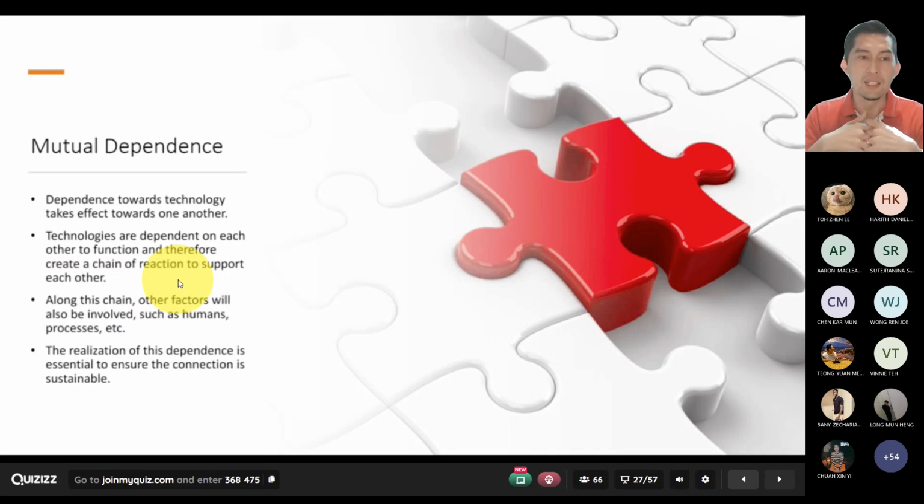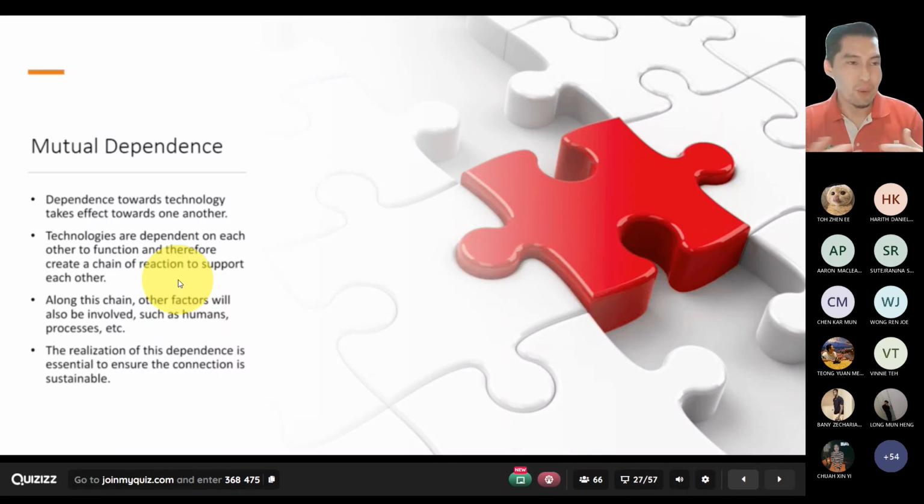first point here, right? Does technology depend on each other? I think we all agree that there is definitely an effect that certain technologies have affected other technologies. For example, with the amount of devices we have now, all of our devices are very dependent on the internet technology. Yeah, correct.